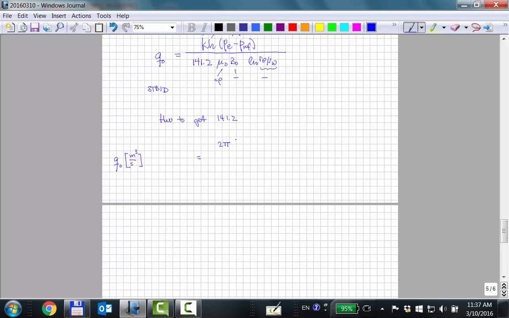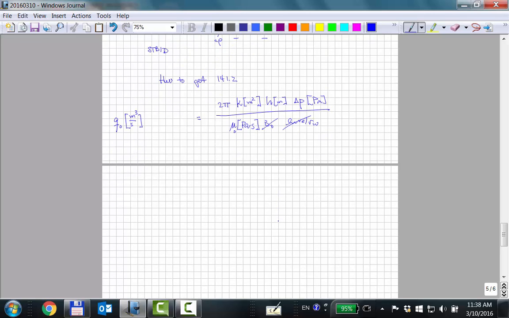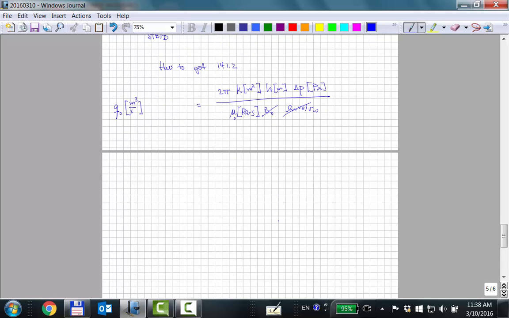2 pi K meter squared, H meter, delta P Pascal, viscosity Pascal second. BO we can forget, and log RE/RW you can forget. We can drop those because there are no units. We have to keep track of the 2 pi.